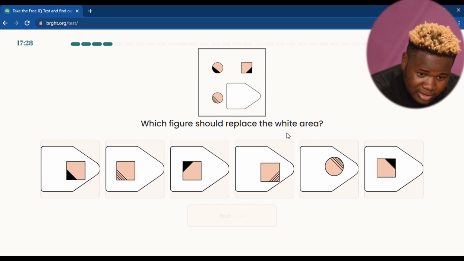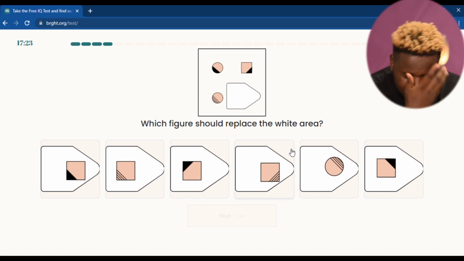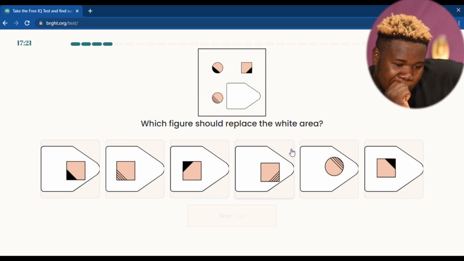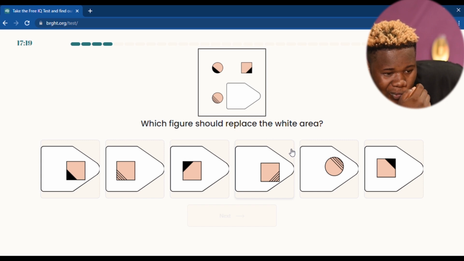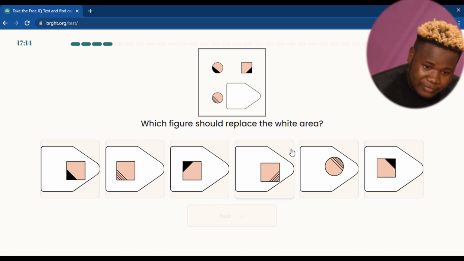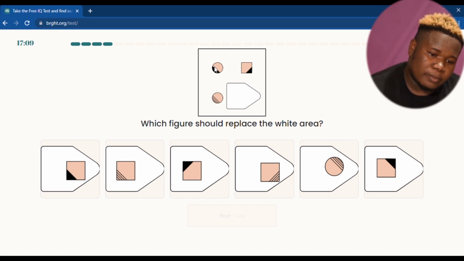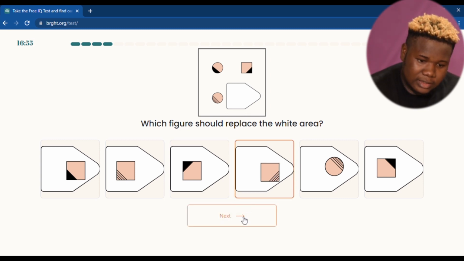Which figure should replace the white area? Oh my god. I have no idea, so I'm thinking. Okay, hold up. It should be a square with a line. This way, no, marked the other way, so it should be this, I guess.